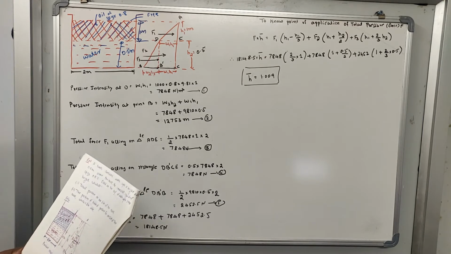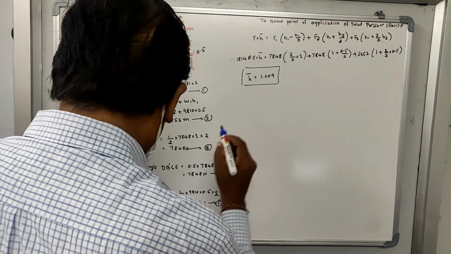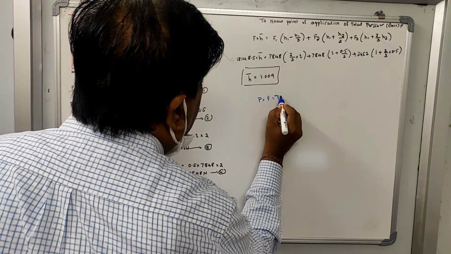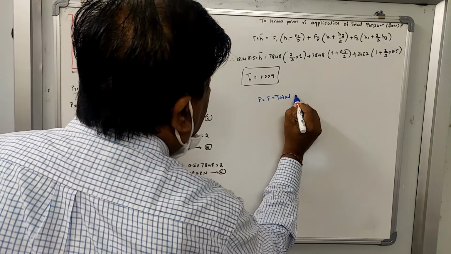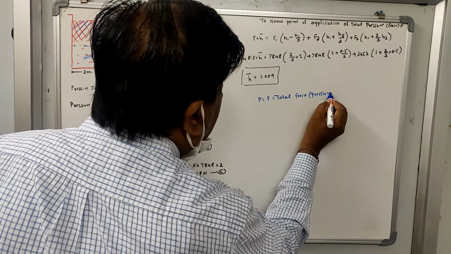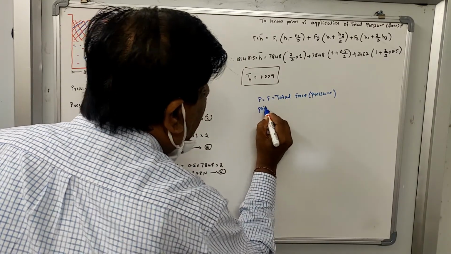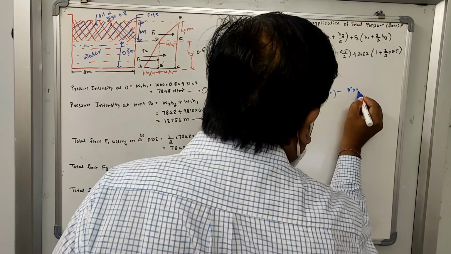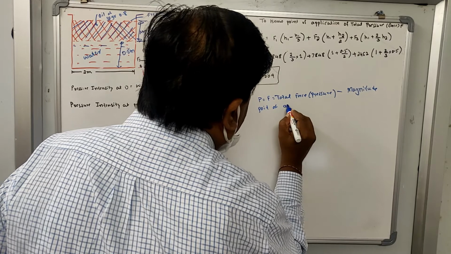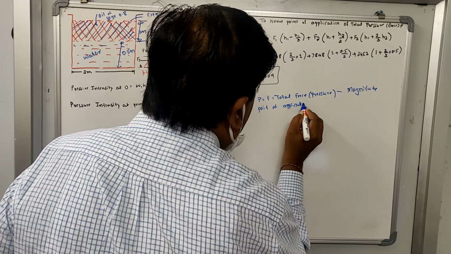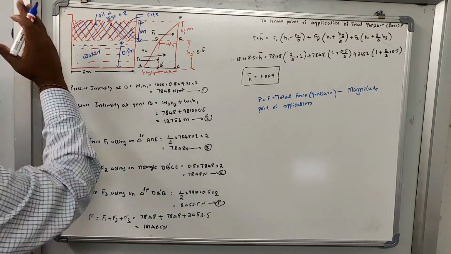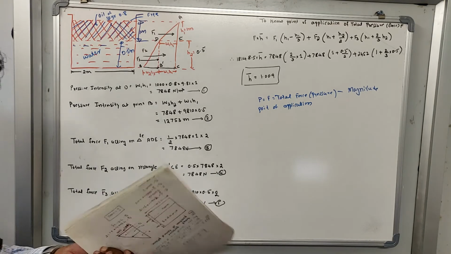So you have to calculate the total pressure P or F, the total force, or you can also call it the total pressure, its magnitude, and its point of application on the sides of the tank. So the problem is very simple.